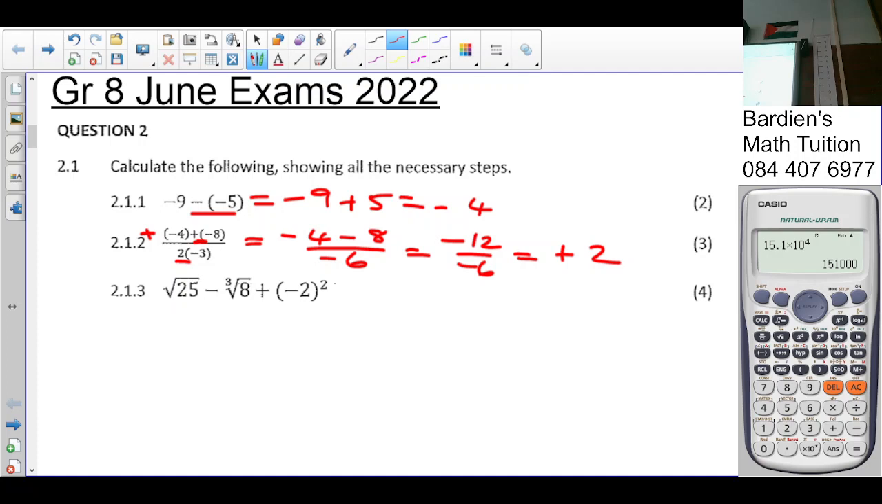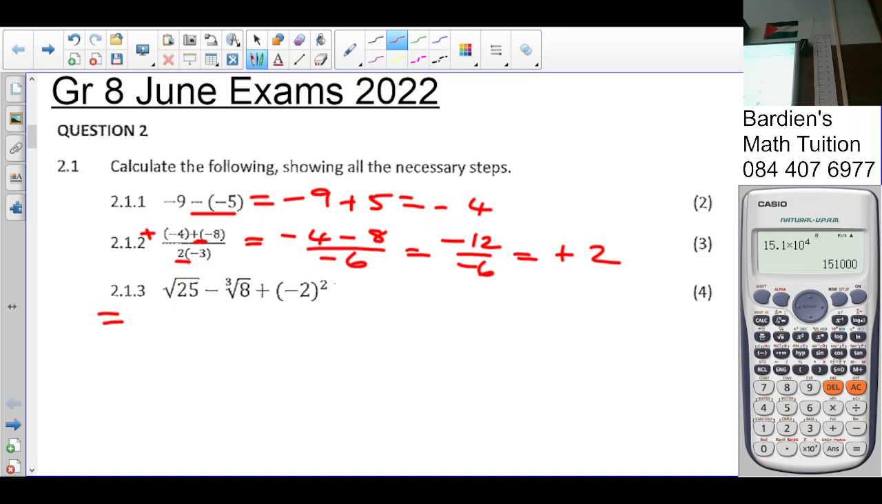Yes? Again, I wrote for 2.1.1, positive 4. And you got 2 marks? Yes. Okay, just circle the question. Okay? You must take the 2 marks off from it. Okay, off on the next one.